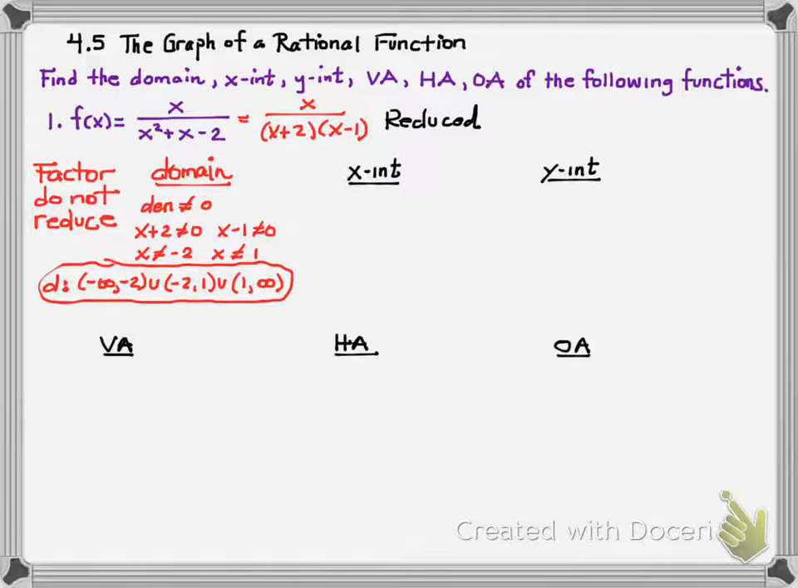So for the x-intercepts, you want to let y equal 0, right? That's back from algebra 1. But in this case, since we have a rational function, you could also just take a look at the numerator, because as long as the numerator equals 0, that'll allow the whole function y to be 0. The numerator is simply x, so x equaling 0 is your x-intercept, and we get 0, 0.